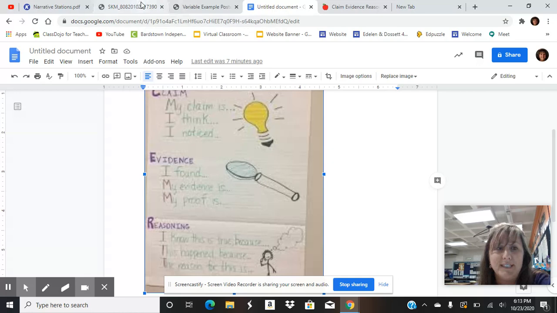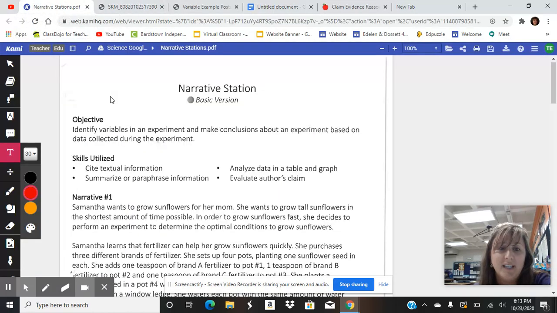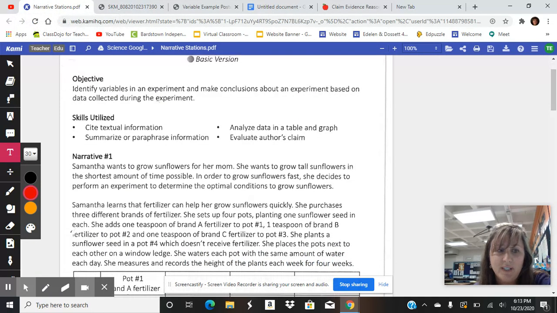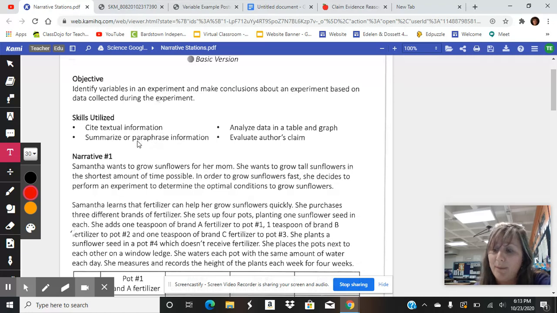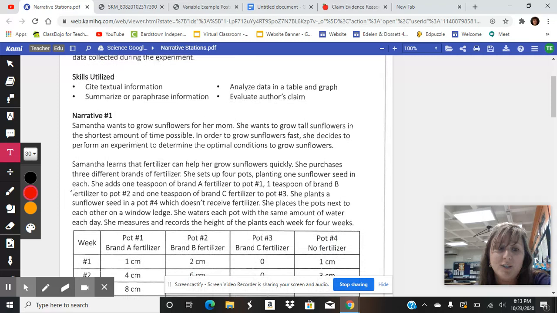Okay, so let's get started. We're going to look at some different experiments. We've already gone over your targets for today. You're going to identify variables in an experiment, and we're going to make conclusions and even make some claims. So here's the first one. We're going to do this one together. The second one you are going to do on your own. Okay? Samantha wants to grow sunflowers for her mom. She wants to grow tall sunflowers in the shortest amount of time possible.